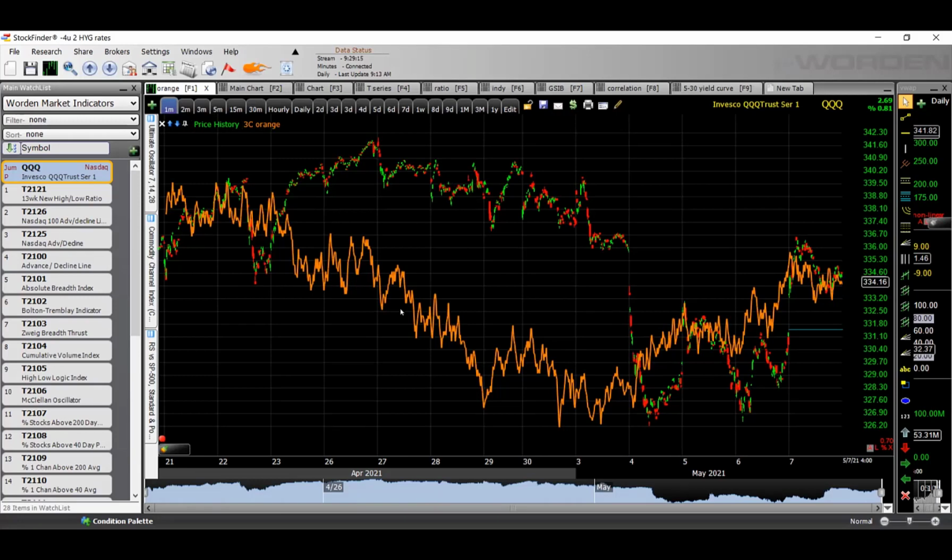And we've since seen 3C go into a relative divergence here, which is price making a higher high while 3C is not making a higher high. That's a relative divergence. And then right about here, it starts to lead price lower. And it just keeps leading price lower, and eventually price is catching down to it this past week, right?